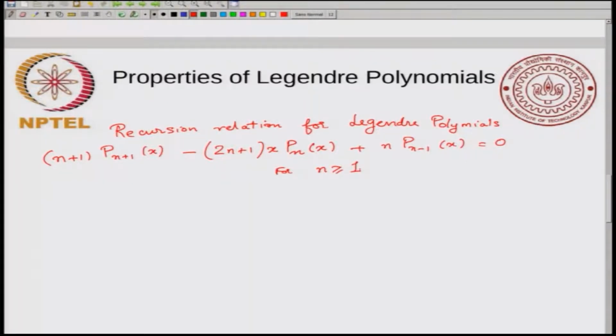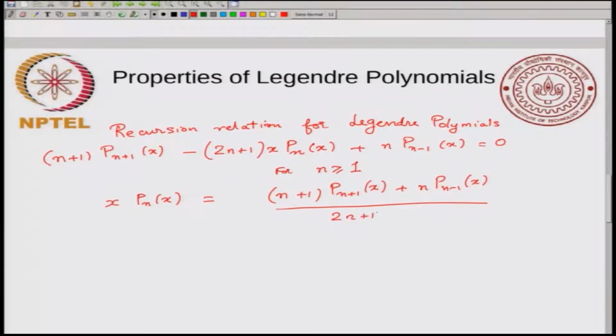Now this is a very interesting relation. It relates a Legendre polynomial of degree n+1 to a Legendre polynomial of degree n multiplied by x and a Legendre polynomial of degree n-1, okay. Another form in which this relation is often written is the following. x times p_n(x) is equal to [(n+1) p_{n+1}(x) plus n p_{n-1}(x)] divided by (2n+1).